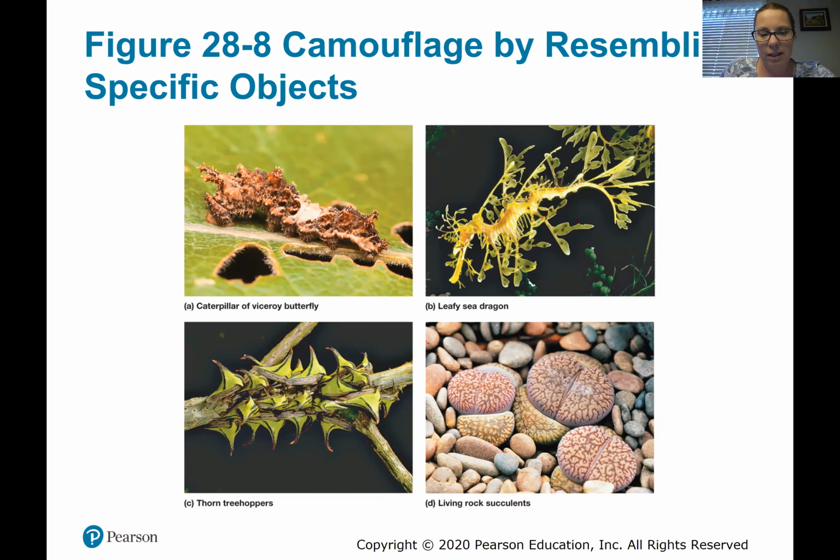So here's just some examples of organisms trying to blend in. This is a leaf sea dragon. It's trying to blend in and look like seaweed. Thorn tree hopper tries to blend in and look like those modified leaves there. These are succulents pretending they're rocks so things don't eat them. And then the viceroy caterpillar is trying to look like part of the plant material there.